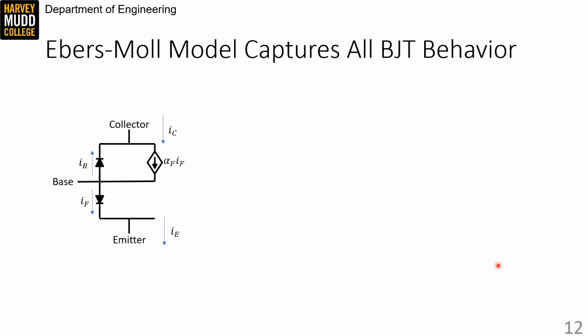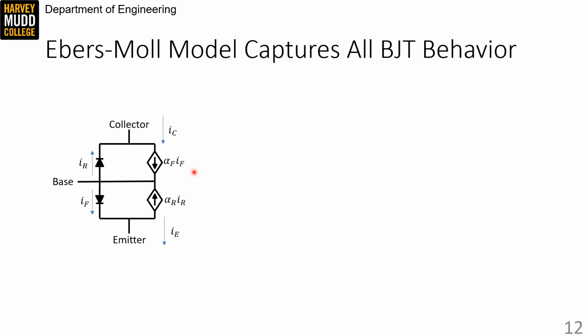We can start to make this model by combining models from our cutoff, saturation, and forward active regions. These back-to-back diodes work for cutoff and saturation, and we add in this current source to represent forward active. However, this looks a little lopsided. The model contains an asymmetry where the forward current in this lower diode can trigger a current source, but the reverse current can't. That lopsidedness represents a hole in our model.